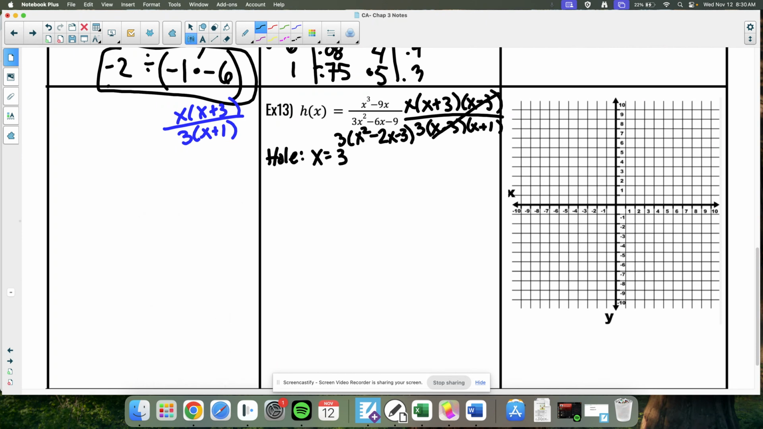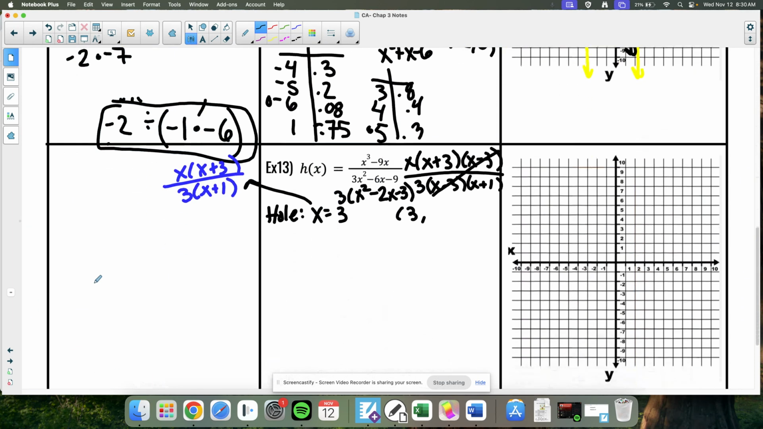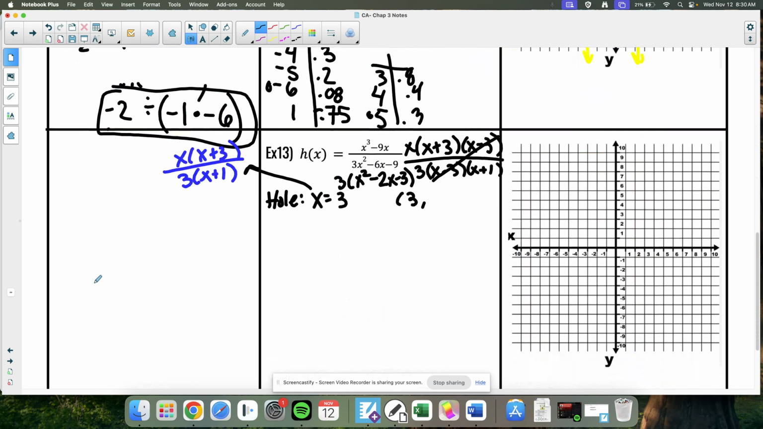Plug it in. Can you plug it into the original or your new one? The new one. It doesn't exist on the original. So you plug that 3 in, because if we need to graph it, we need to know the x and the y value of it. It will be a fraction. So give it as a decimal. 1.5.